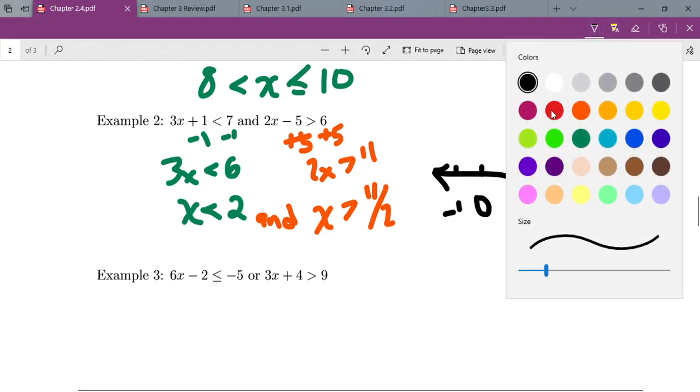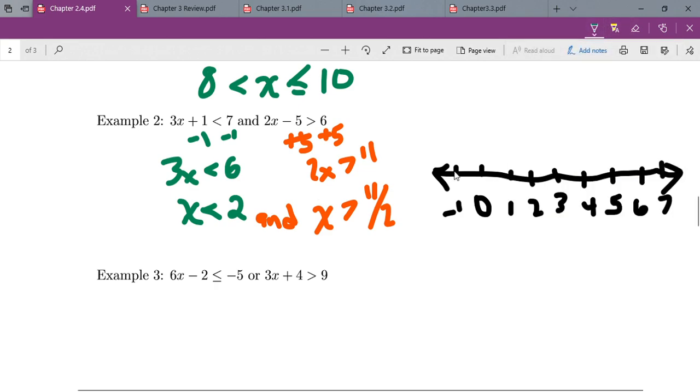So in green, I'm going to say, okay, x needs to be less than 2. Okay, it's less than, it's not less than or equal to, so I'll do an open circle. It needs to go this way. Okay, and in orange, I'll do this part. Okay, x needs to be greater than 11 over 2. 11 over 2, we said the same thing as 5.5. So greater than this, open circle because it's not equal to.